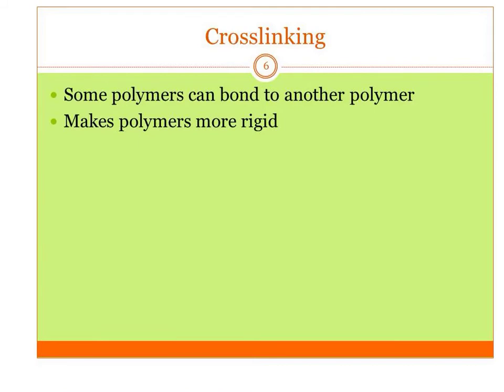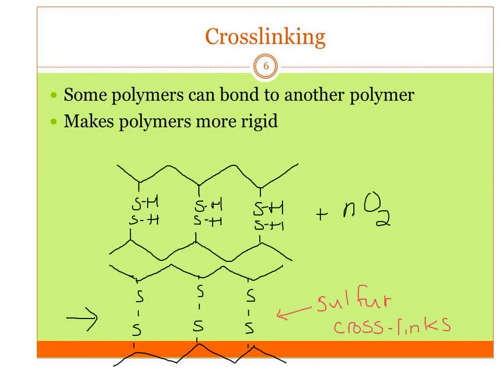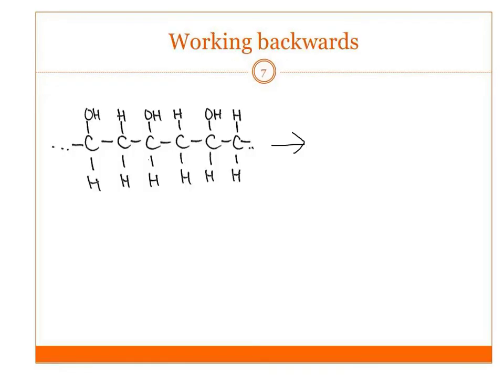Now there are a variety of functional groups on a monomer that would allow for cross-linking, but we'll just look at one example. So these are two separate polymer chains, but their functional groups allow us to form sulfur cross-links, and now these two chains, so the one here and the one here, are linked together. Now the whole structure is stronger.